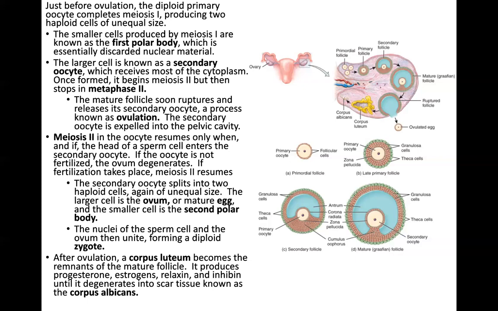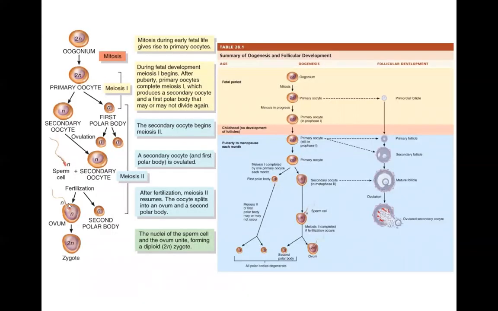Okay. Now remember, that secondary oocyte, which is what's actually ovulated, has started metaphase 2, but is on pause, okay? So meiosis 2 in that oocyte only resumes when and if the head of the sperm cell enters the secondary oocyte. So only if the sperm has broken into the cell does it go through the rest of the stages of fertilization, okay? Which means now that secondary oocyte must split, which is what we see here and here. And we form an ovum and we form a second polar body.